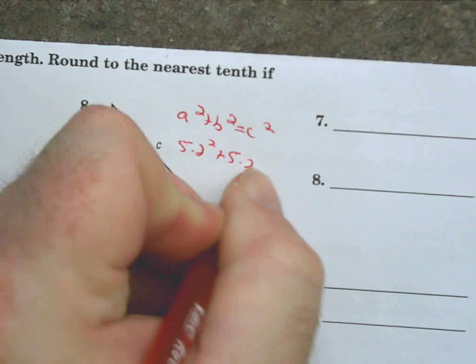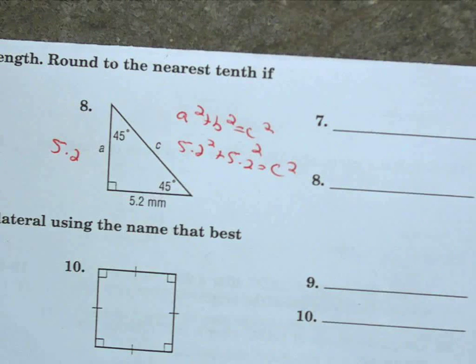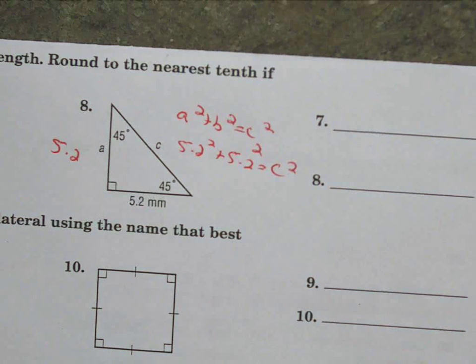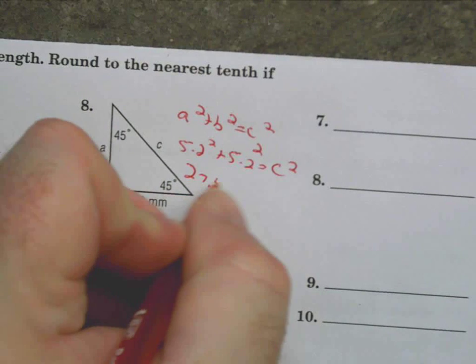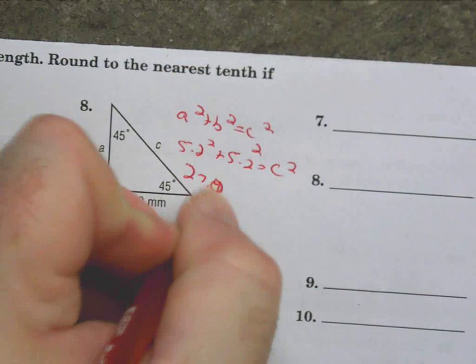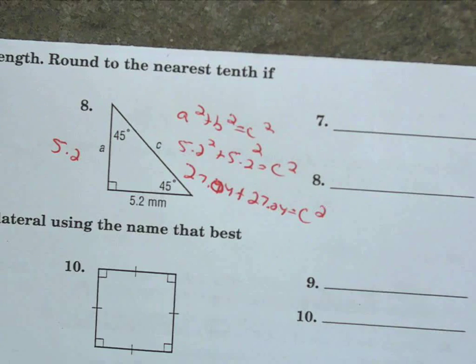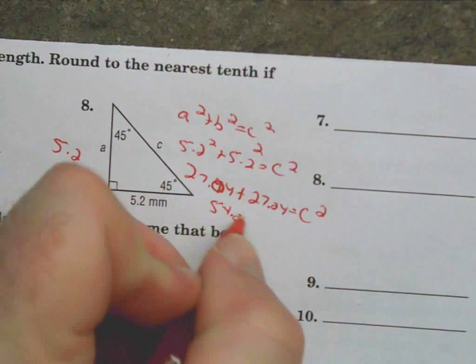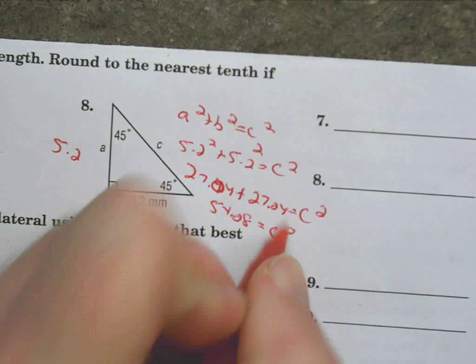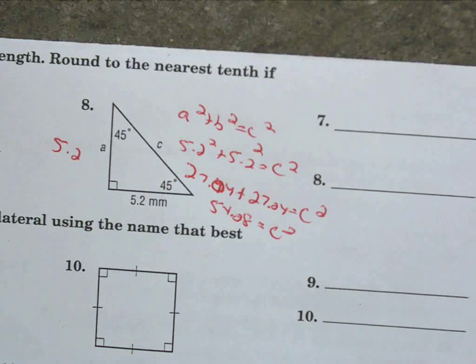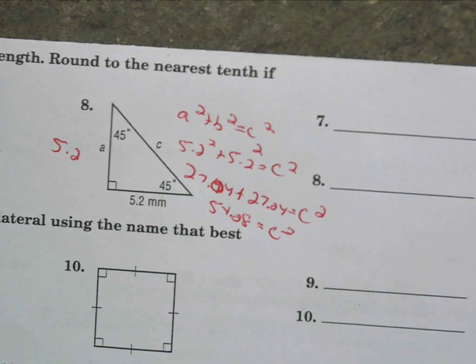5.2 squared plus 5.2 squared equals C squared. You know how to calculator. Calculators are gigantically needed here. Going to get 27.04 plus 27.04 equals C squared. I get 54.08. You're allowed a calculator, so I know I'm going fast on that, but you're allowed a calculator. You put in 5.2 times 5.2, I get 27.04. Then I get 27.04. Add them up.